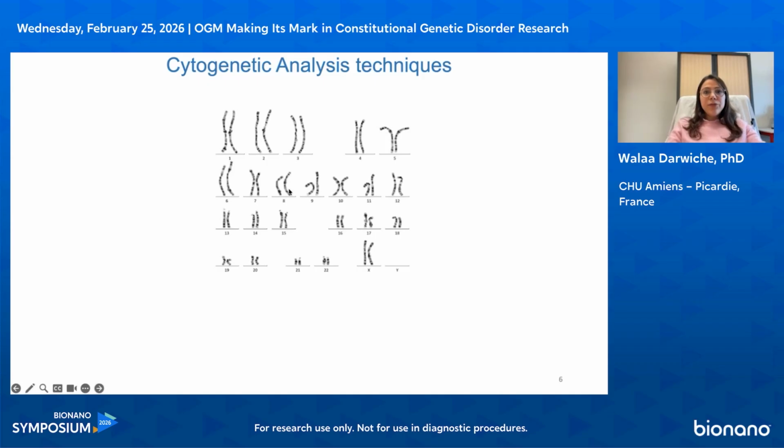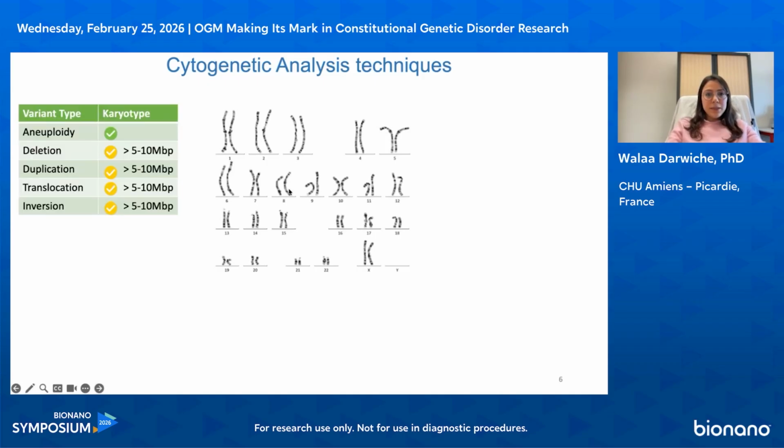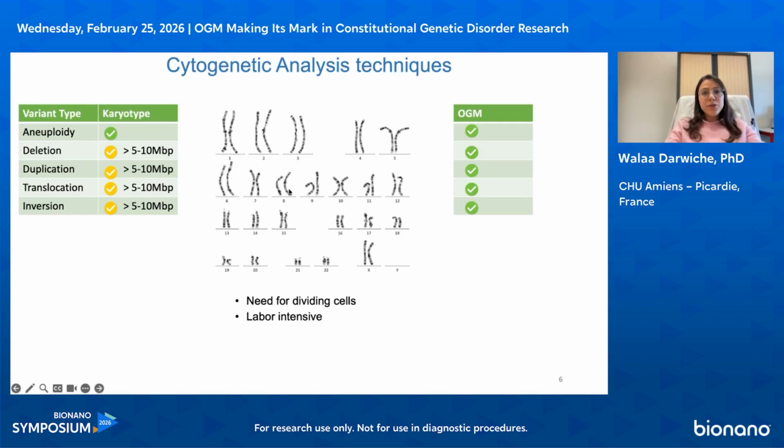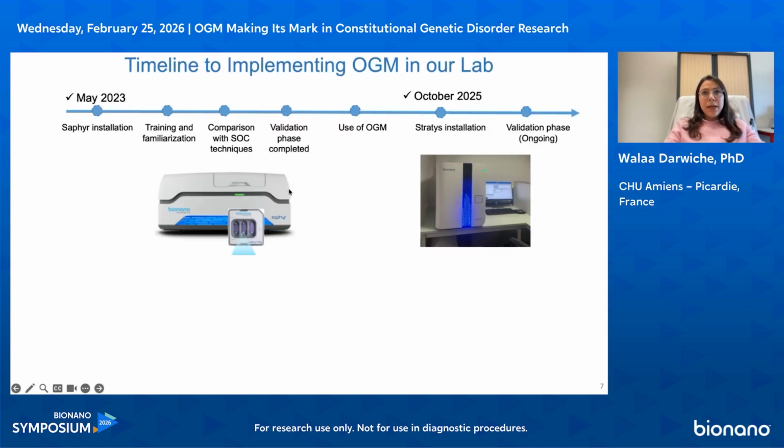In addition, karyotype requires dividing cells, is labor intensive, and its interpretation is subjective and highly dependent on expertise. In contrast, optical genome mapping does not require cell culture and relies on automated bioinformatic analysis. For these reasons, we decided to implement OGM in our laboratory.